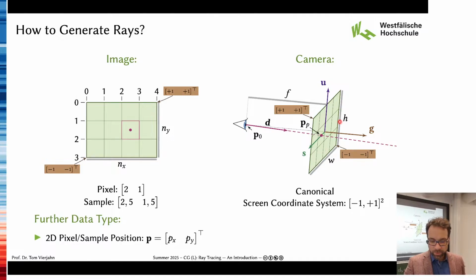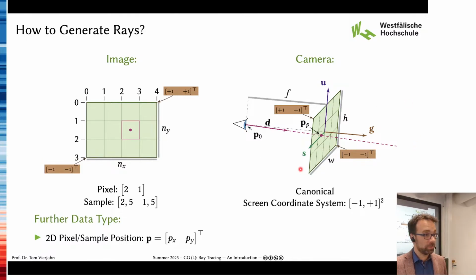Then you need to consider width and height over here, and just scale this coordinate system up again. And then you have the measurements over here. Okay? We still need side, up, and gaze. Maybe later. Let's say we have them. If you have them, you can do the computations, right? How? How would you want to do that?